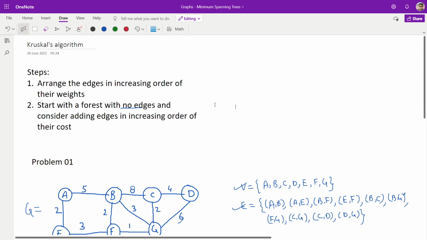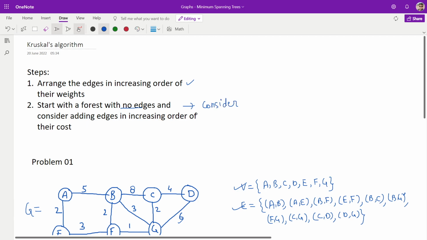As far as Kruskal's algorithm is concerned, there are primarily two different steps. In the first step, we already know that the graph will be a weighted graph, so we are going to arrange the edges in increasing order of their weights. Whatever the different edges are, we will sort them in increasing order of their weights, and then we will start with a forest having no edges, and then we will consider adding edges in increasing order of their cost. One thing that you must have noticed by now is that I have written the word consider.